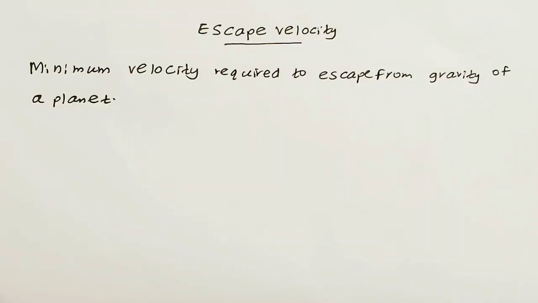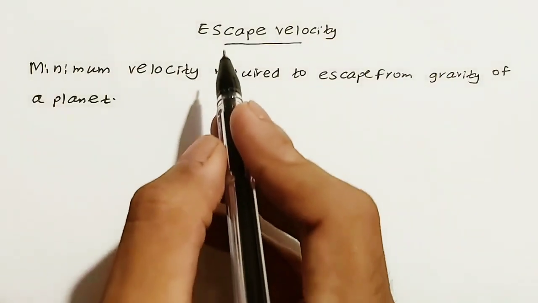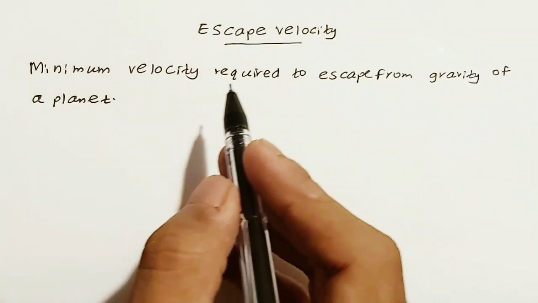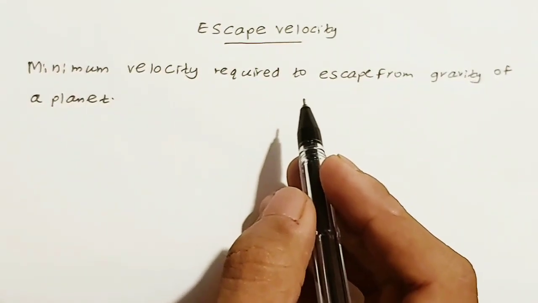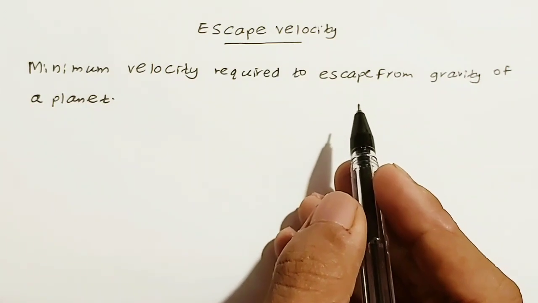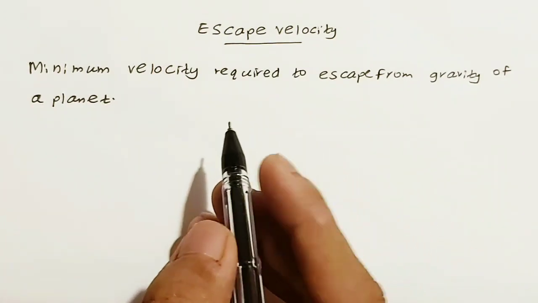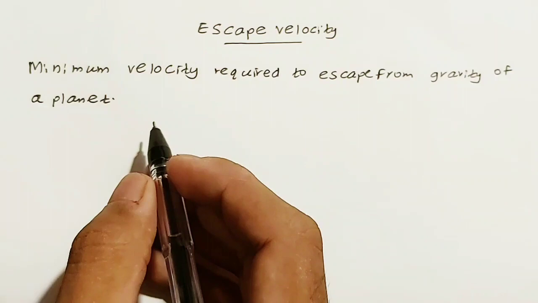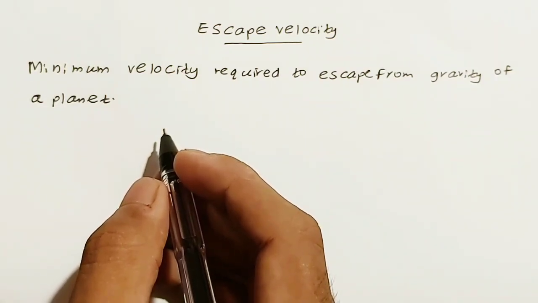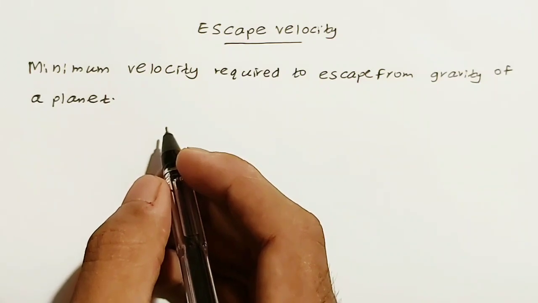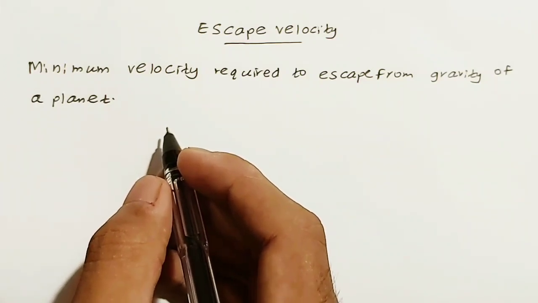Hi guys, today we will be discussing escape velocity. The escape velocity is the minimum velocity required to escape from the gravity of a planet. This planet could be the Earth, Mars, the Moon, or any other planet within the solar system we are in or any other solar system.